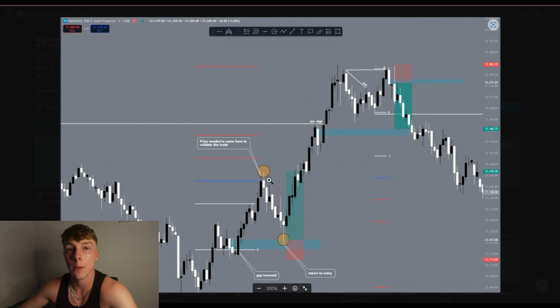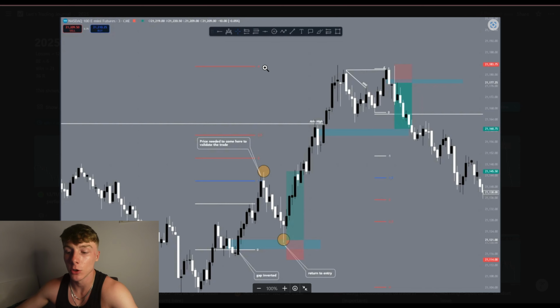This is a less probable setup. Ideally, we want to see price come into this area before it validates. I made the mistake of not knowing this. However, it did end up playing out nicely in my favor. We got the return to entry here, and price continued higher. So ideally in this situation, I should have waited for price to come into our deviation 2 to 2.5 to make it a more probable setup.